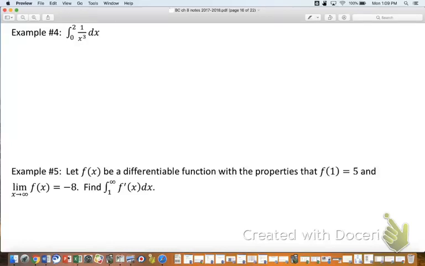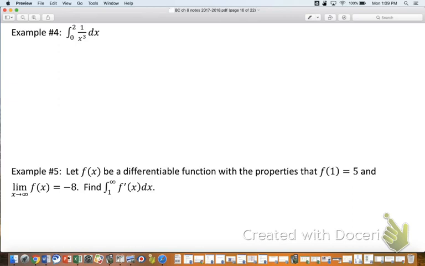Quick show of hands. How many of you think that the answer for this is a real number? No real number. So what's the alternative to it's a real number? Not a real number. AKA, what's that word we learned? Diverging. Yeah, it's a diverging answer, AKA infinity or negative infinity or something like that.